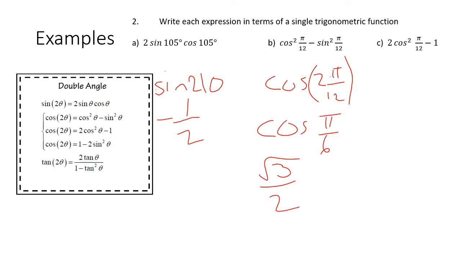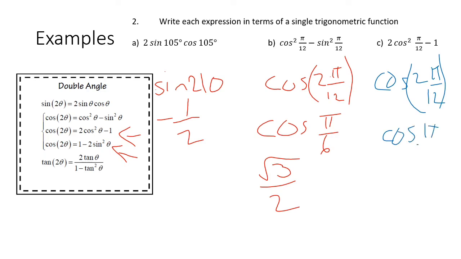And then for part C, it's actually the same exact thing as part B. In part B, we used that version of cosine 2 theta. In part C, we're using the other version of cosine 2 theta. And it's the same theta, so we're going to actually end up with the exact same answer. Cosine 2 times pi over 12, which gives me cosine pi over 6, which gives me root 3 over 2.